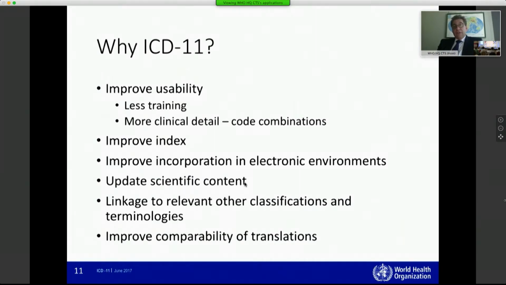So we have a better usability. We also have a better index. We can incorporate the ICD in a more smooth way in electronic environments, and you will see later in this presentation in what that impacts the quality of data and the feasibility of detail that you can have. Not to say that we have updated scientific content. You have seen this, I think, earlier. And the biggest thing is also the linkage to relevant other classifications and terminologies, one of which, of course, is SNOMED.